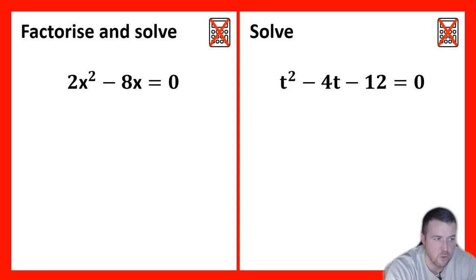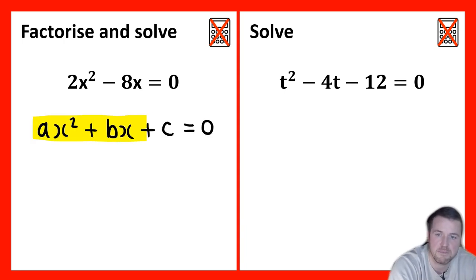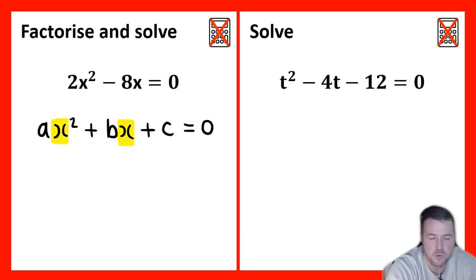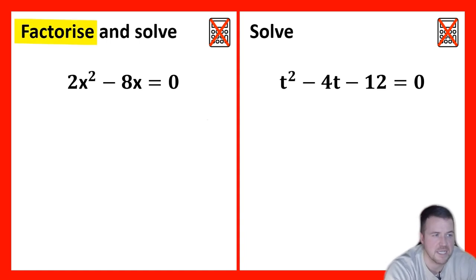A quadratic equation is a polynomial equation in the form ax squared plus bx plus c equals 0, where a, b and c are constants, x is the variable, and the highest power of x is 2, hence the name quadratic. Factorising is the process of breaking down a quadratic into the product of two factors, often two binomials.